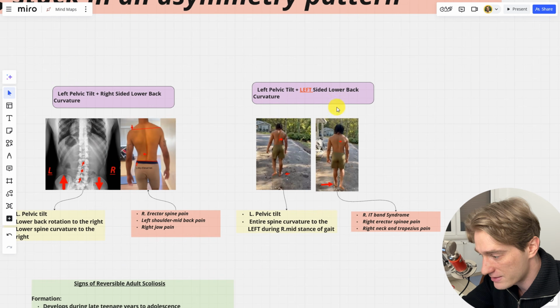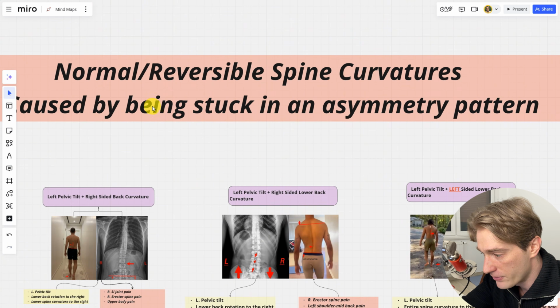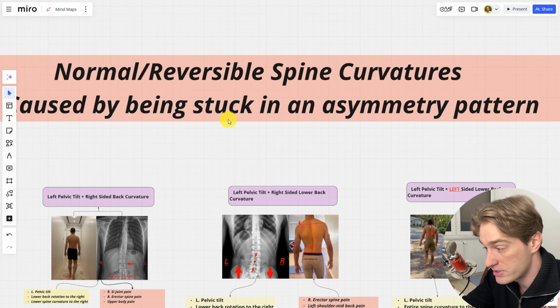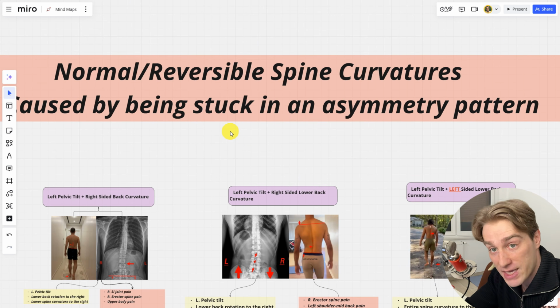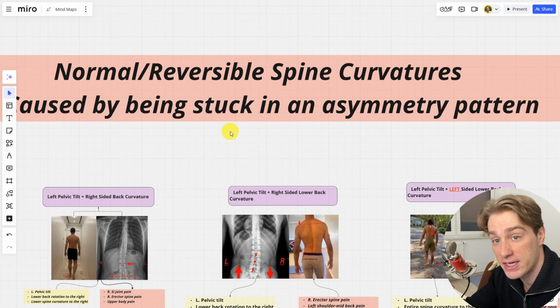So these are instances of normal reversible spinal curvatures that appear because of the improper positioning or alignment of the pelvis. So in order to fix that, we have to exercise a correct pattern of walking. We cannot do these stretches.